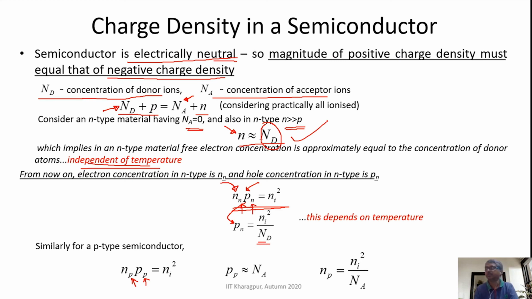Similarly, in case of p-type semiconductor, we can write Np multiplied by Pp is equal to ni square, and in that case the concentration of Np is much smaller compared to the majority carrier holes, and the relation is ni square over Na.